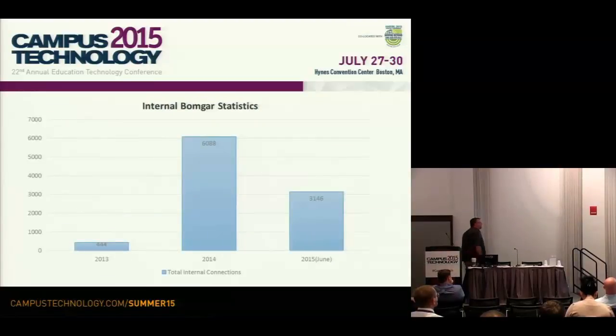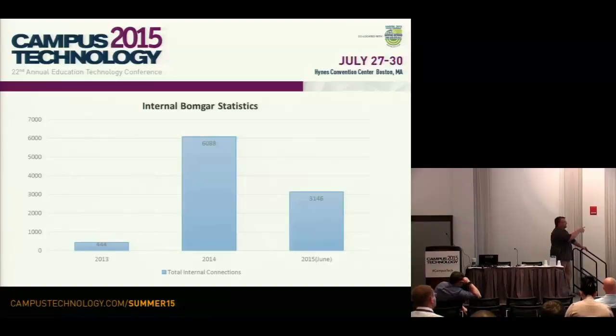Here we go. This is our internal Bomgar statistics. In 2013, we first got the box. We made 444 connections to other machines. These connections can be anything from somebody calls and says, I need help with a document, I need you to take a look at this for me, this might be a virus. It could also be one of our vendors, which at that time we didn't do vendors, but it could be one of our maintenance guys trying to get in and change the temperature in one of the rooms.